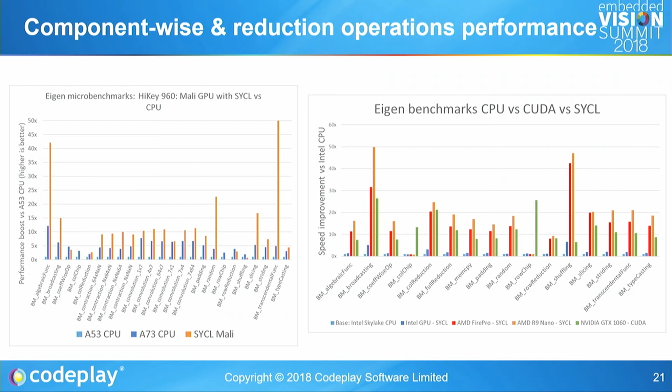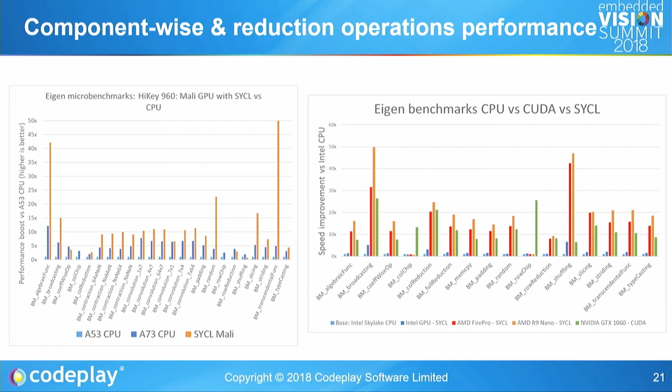So this is what it looks like for the component-wise and reduction operations inside Eigen using SYCL. And what have we got here? On the left, we've got it on the ARM Mali GPU on the HiKey 960 board, which is just a board that you can buy from Amazon. We can run TensorFlow on that. And what we've done is we've compared the A53 CPU, which is the little low-power CPU. There's 4 of them. The A73 CPU, which is much larger, it's what ARM called the big and little CPUs. They're using Neon, so they're vectorized, and they're using all 4 cores, and then using the Mali GPU.